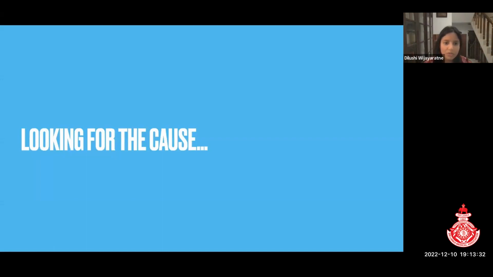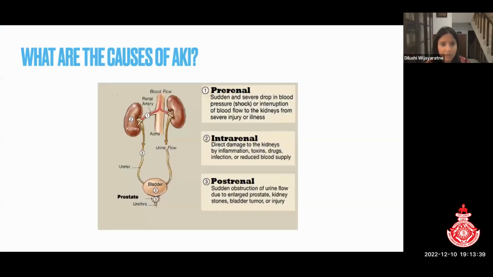Okay, so we know what AKI is. Now we need to know to look for the cause. So what are the causes of AKI? The causes of AKI can very usefully be divided into 3, right? Whatever happens before the kidney, what happens in the kidney, and what happens after the kidney.